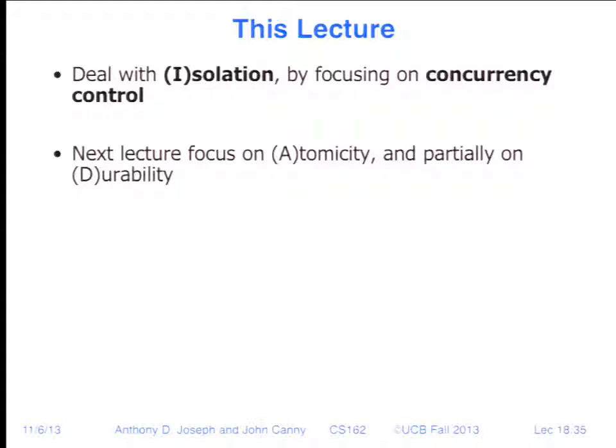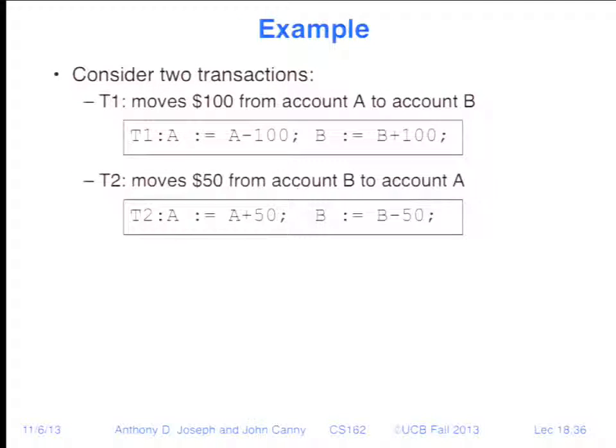All right, so in the time that's remaining, let's look in a bit of detail about how we implement isolation. Well, one mechanism for implementing isolation. And we'll get into some of the other constraints next time. So let's imagine that we have a couple of transactions. Transaction 1 is to move $100 from account A to B. And transaction 2 is to move $50 back from account B to account A.